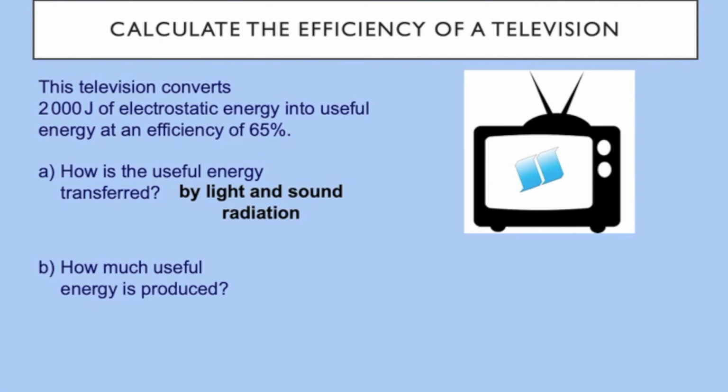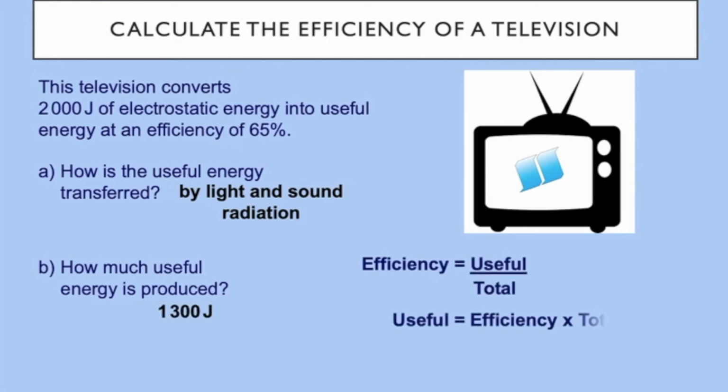And how much useful energy is produced? We know that it's 65% efficient, and we know that the input energy is 2000 joules. So we use the equation again. Efficiency equals the useful energy divided by the total energy. If we rearrange that equation, we get that the useful energy equals the efficiency times the total energy. So 0.65 is the same as 65%. So 0.65 times 2000, which was our input energy, equals 1300 joules. If you had a go at that, I hope you did all right on that one.